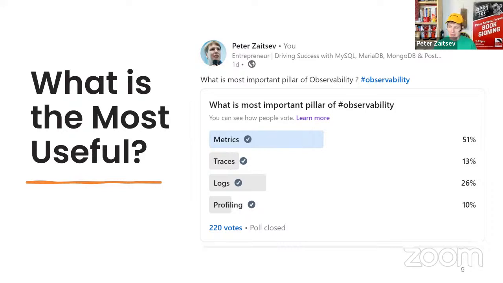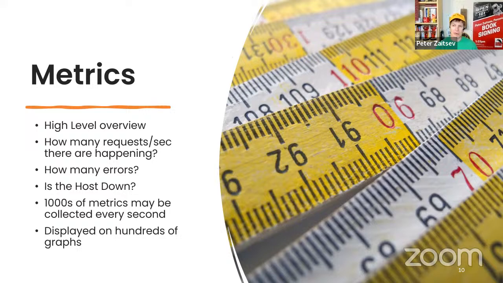And indeed, I think metrics is the first data point which comes to mind and which you have used for troubleshooting for many years. Let's briefly cover those observability pillars and what they are good for. Now, if you think about metrics, it is something which provides us a very good high-level overview, right? You can think, oh, how many requests a second happen, how many errors, right? Is the host up or down, right? That's also all metrics.